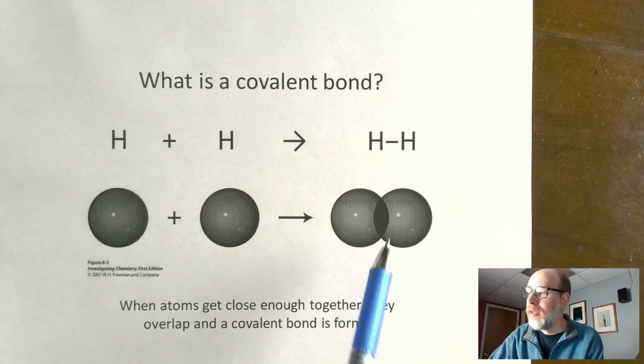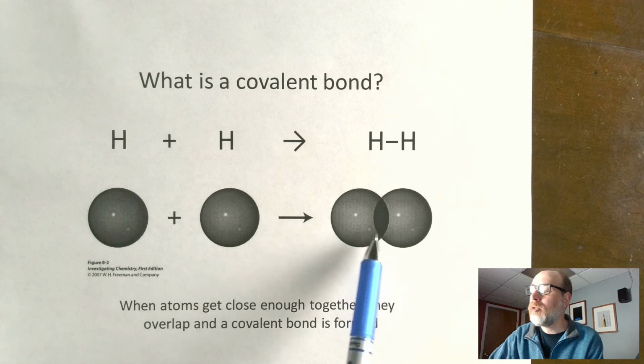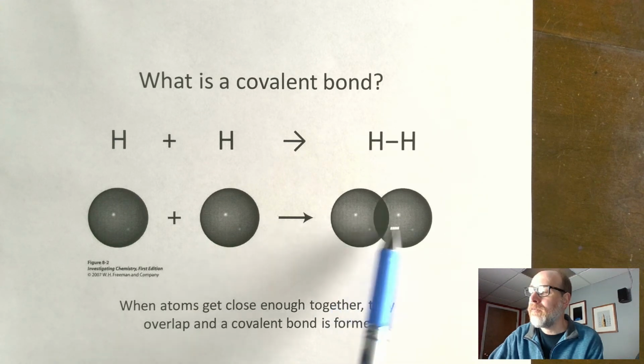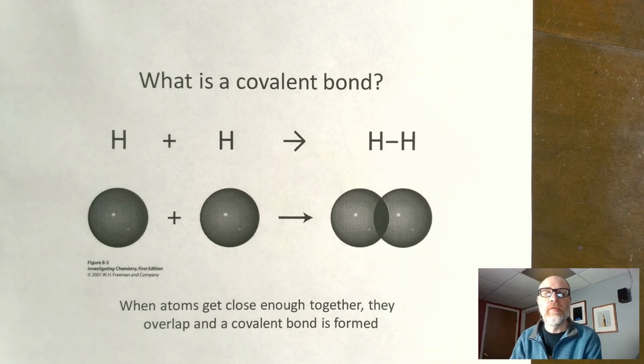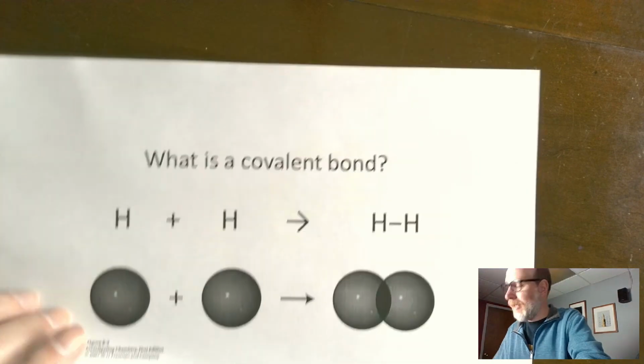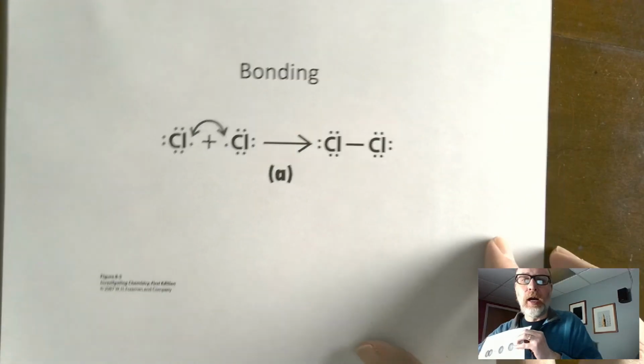So we get this region right here in between the two nuclei of the two hydrogen atoms where there's a lot of electron density. A lot of electrons are there. That's the covalent bond. It's the overlap between those orbitals. And we talked about those orbitals before, and we talked about the shapes. But that's what's there. That's what the covalent bond is. It's the overlap.